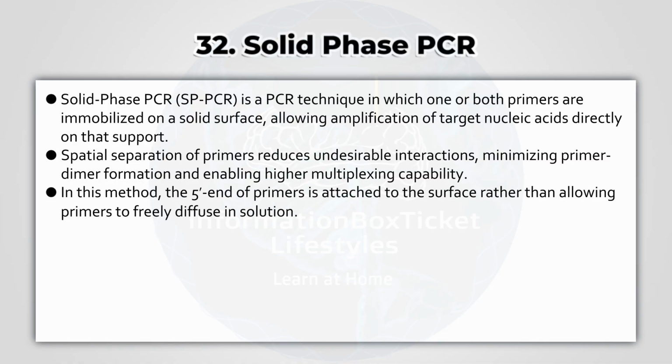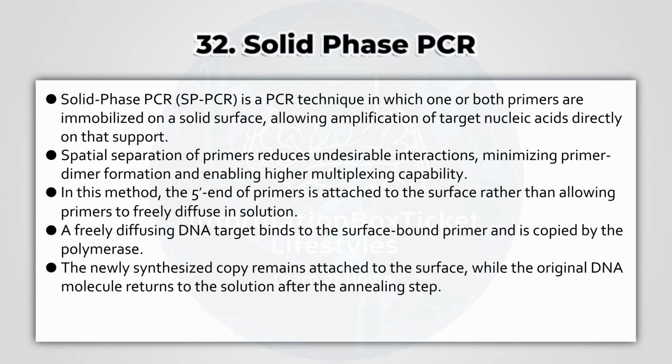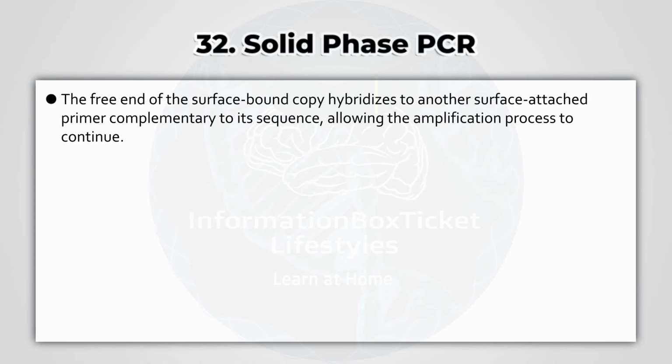In this method, the 5' end of primers is attached to the surface rather than allowing primers to freely diffuse in solution. A freely diffusing DNA target binds to the surface-bound primer and is copied by the polymerase. The newly synthesized copy remains attached to the surface, while the original DNA molecule returns to the solution after the annealing step. The free end of the surface-bound copy hybridizes to another surface-attached primer, complementary to its sequence, allowing the amplification process to continue.